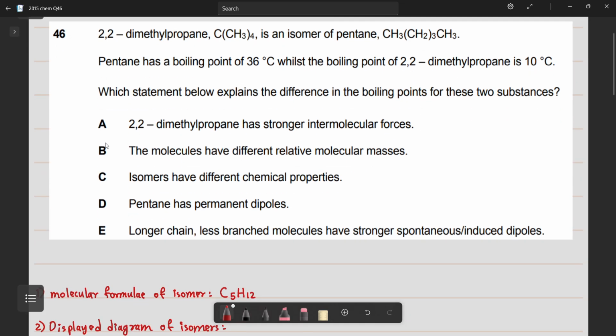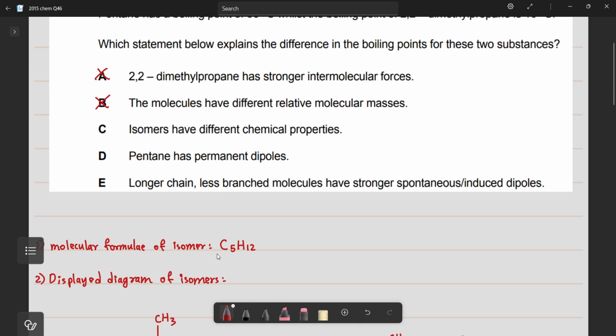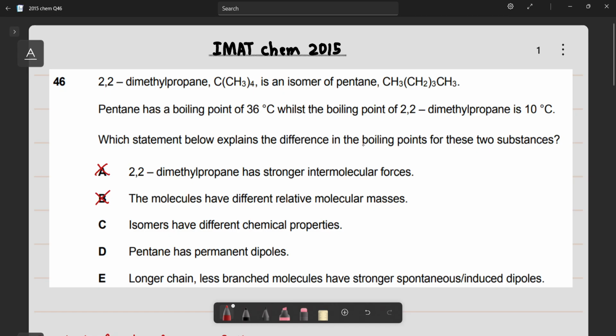So now moving on to option B. The molecules have different relative atomic mass. We can straight out say it's no, since we know it's C₅H₁₂, so both share the same molecular formula. So option C, isomers have different chemical properties. Okay, so generally we know this is true, but they've said the boiling points. We're talking about the boiling point. This is a physical property, not a chemical property. So that's why we can also directly rule this out. Option C is wrong.